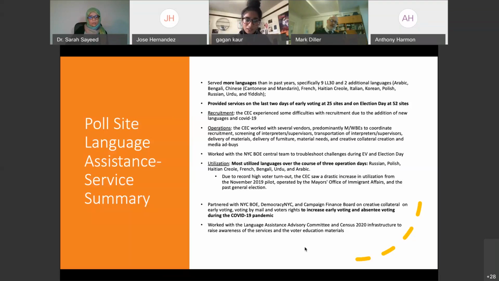And we, as I said, we worked with the Language Assistance Advisory Committee and Census, both on dissemination of these materials, but also in the creation of it. The LAC helped review the scripts as they were being developed and offered further feedback to make sure that the language that we were using was very localized versus academic or inaccessible, or maybe a dialect that's not necessarily spoken in New York City.